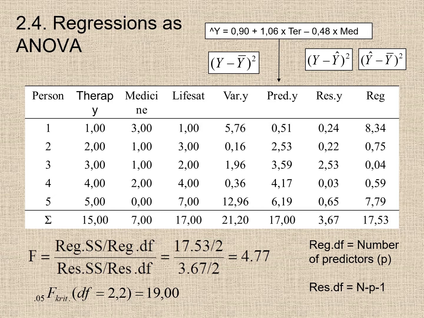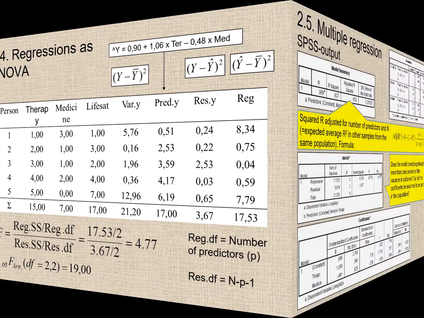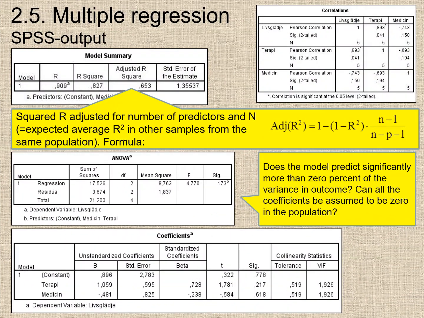If we have a look at the output here. Doesn't that sound strange? We have a huge amount of explained variance here, 83%. But we still cannot reject that it would be 0% in the population. Well, it's because we have extremely low power here. 5 individuals. So our p-value here is 0.70. We can't reject the null hypothesis that the R² is 0 in the population.